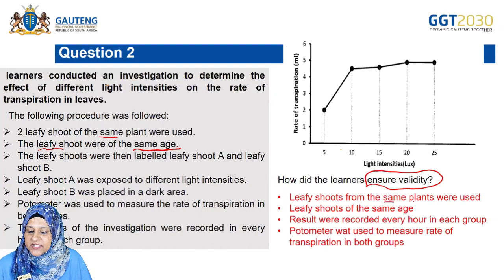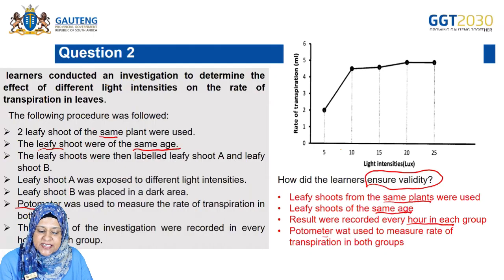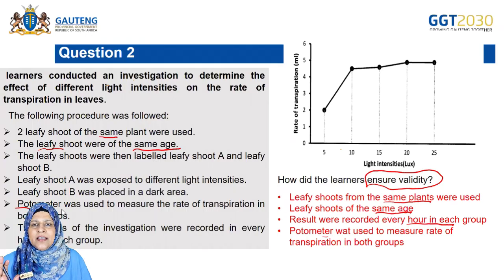The leafy shoots from the same plants were used. They were the same age. The results were recorded every hour in the group, and a potometer was used to measure in both groups. Okay, so remember, whatever is being said here in the stem of the question is not to confuse you. It's not to add extra information for nothing. Use the information. They're telling you the information here for a reason. They're giving you all this necessary information.